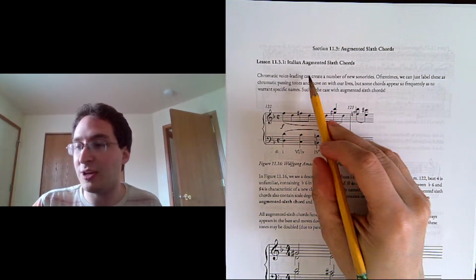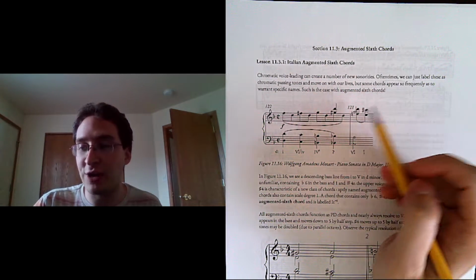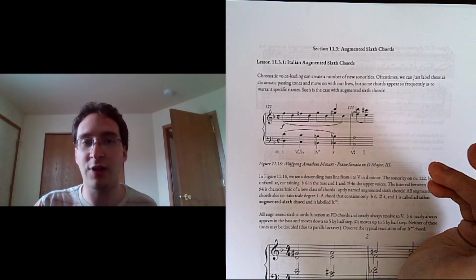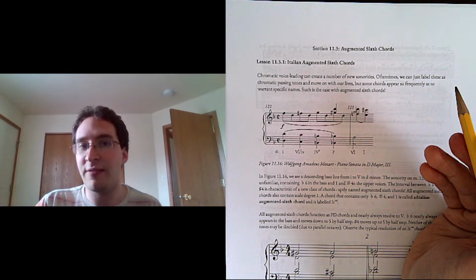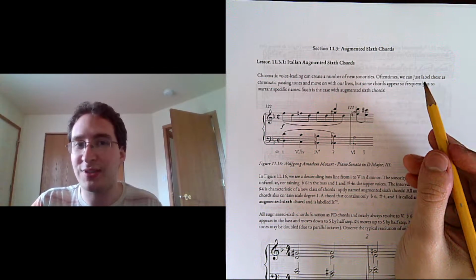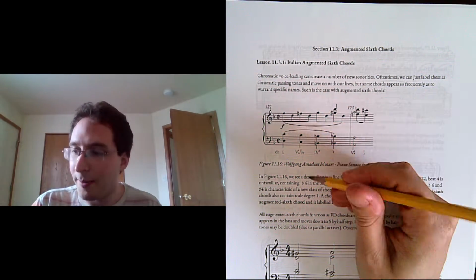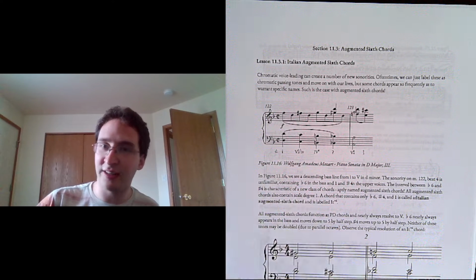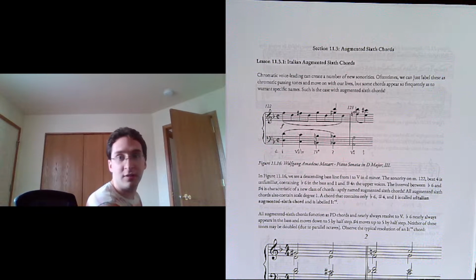With these chords that we're looking at, these augmented sixth chords, you could very well just write them off as chromatic passing tones and move on with your lives. But again, these appear often enough that they get names. We give them names because we see them. So let's just take a listen to this example from Mozart.